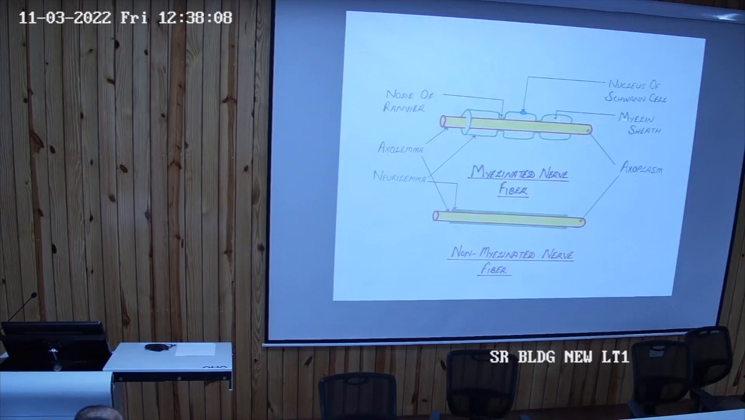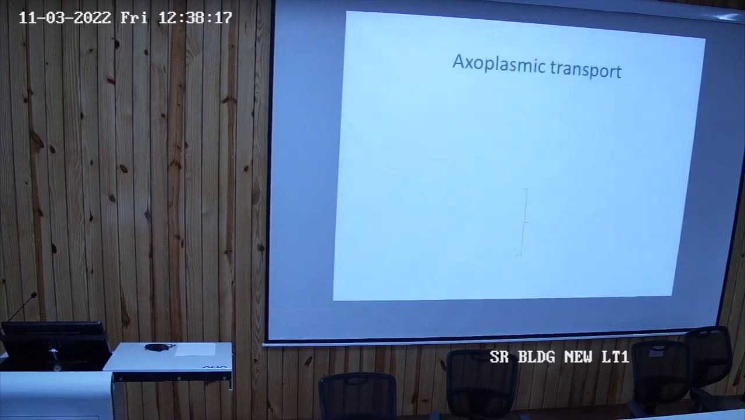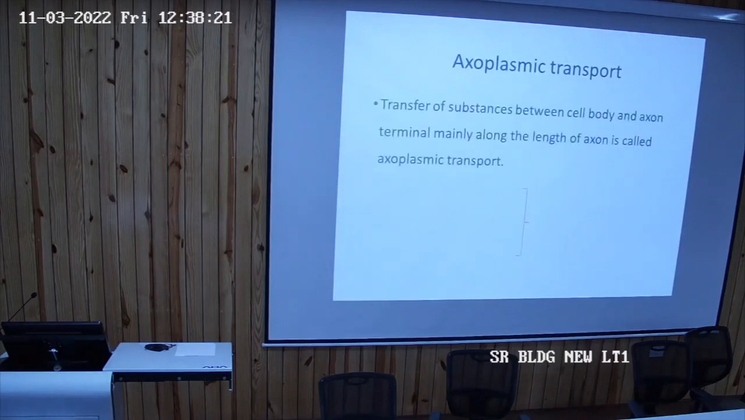This is the myelin sheath, you can see these are the Schwann cells which are forming the myelin sheath. These are the nodes of Ranvier. So now coming on to the axoplasmic transport.